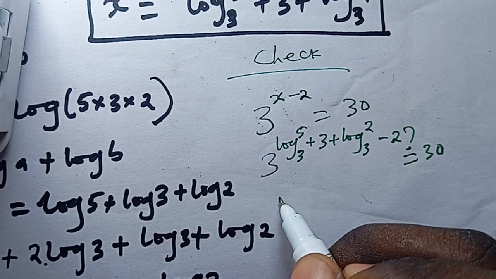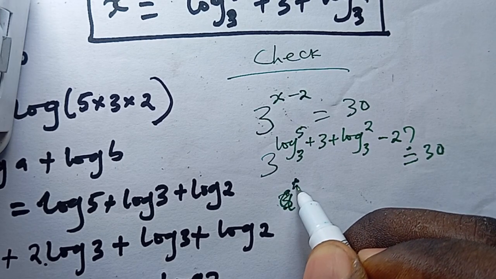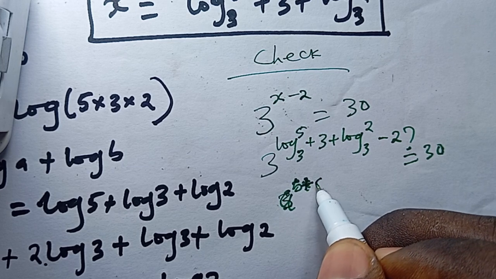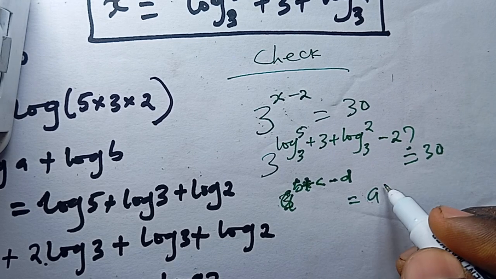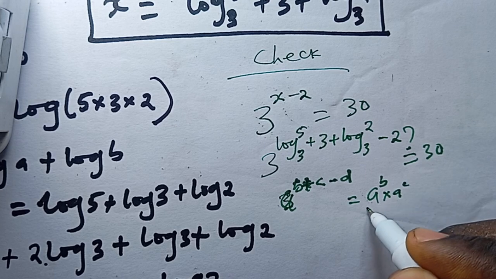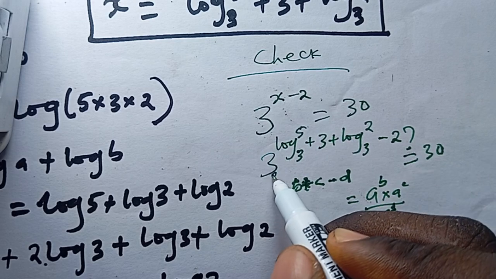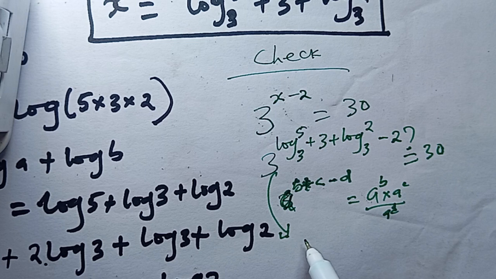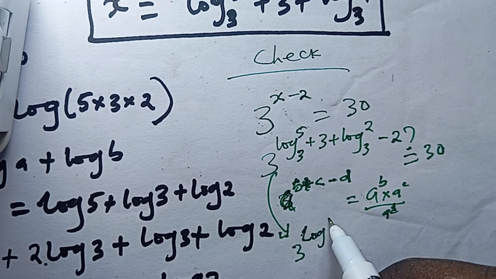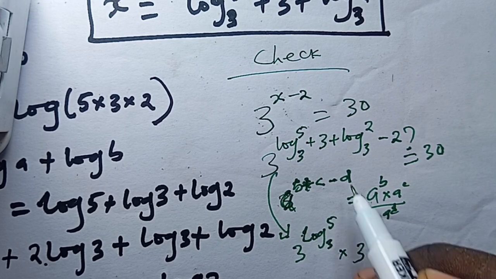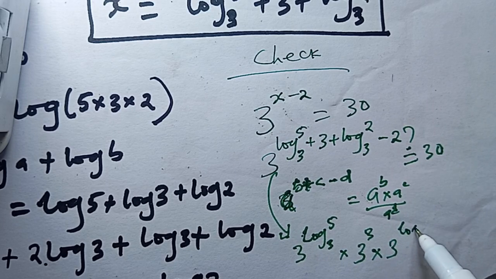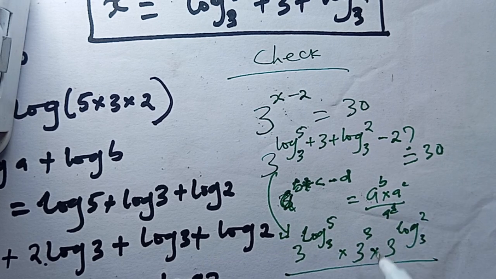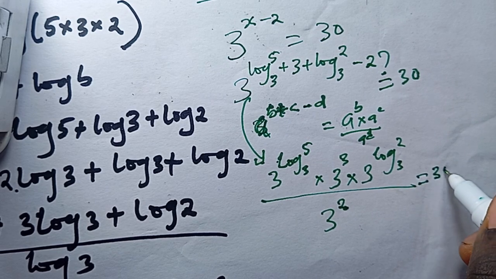Using the rule of indices, when you have, let's say, a power b plus c, and then minus d, you can write all of these as a power b multiplied by a power c and then divided by a power d. So I'm going to apply this rule here so that all of these change to 3 power log 5 base 3 multiplied by 3 power 3 right here, multiplied by 3 power log 2 base 3, all divided by 3 power 2. Of course, we want to find out whether this is equal to 30.